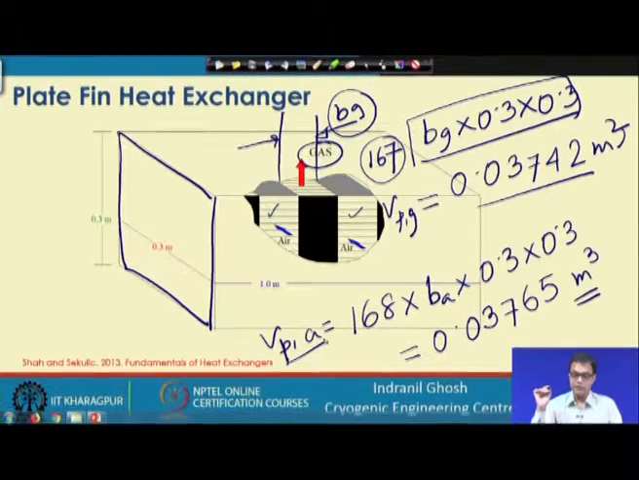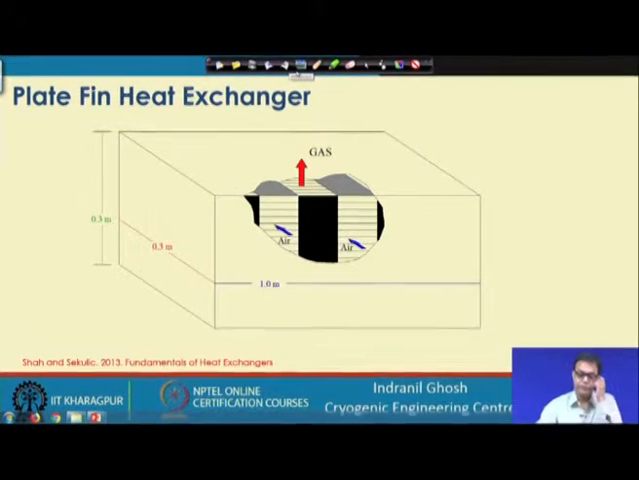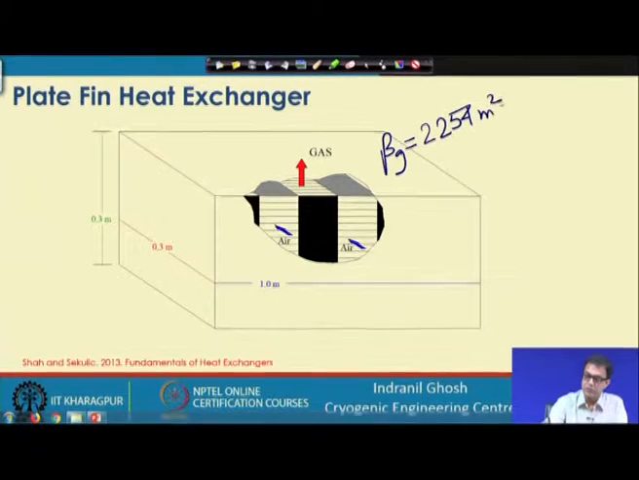So, now we have the information about the volume between the plates. So, we can now try to estimate the heat transfer surface area associated with the gas side or the air side. If we look into that part, we will be able to calculate the heat transfer surface area, because we know beta g that has been given as 2254 meter square per meter cube.